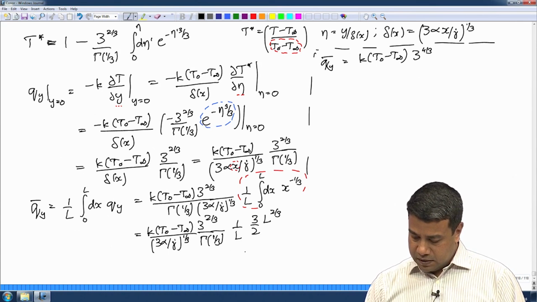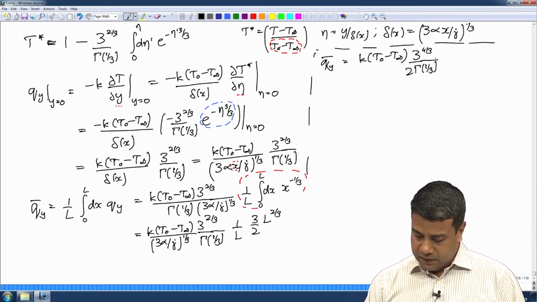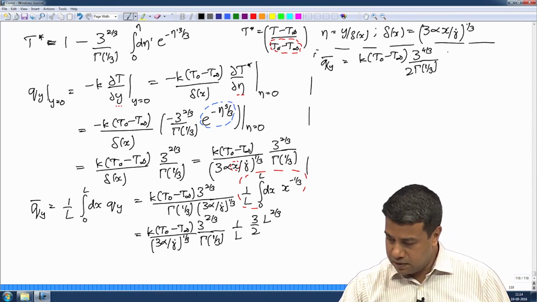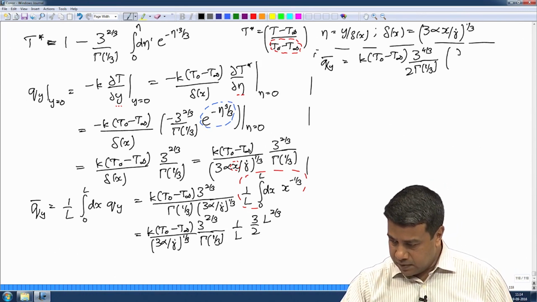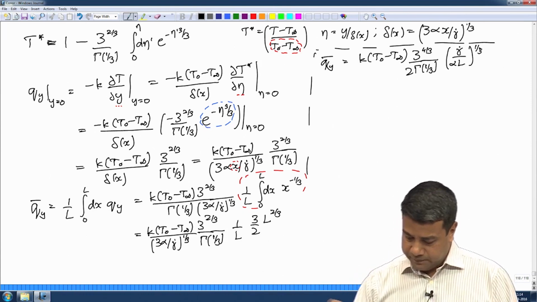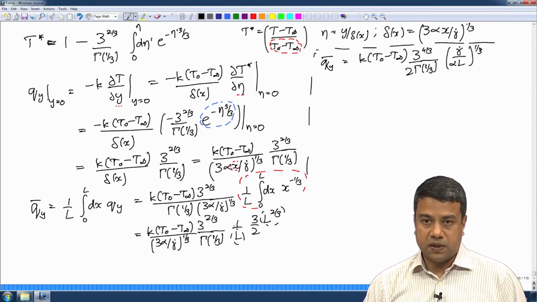And this has to be divided by 2 times gamma of 1/3. And here I will get (gamma dot by alpha L) whole to the 1/3, because I get L to the minus 1/3 if I take these two terms here. That is q y.